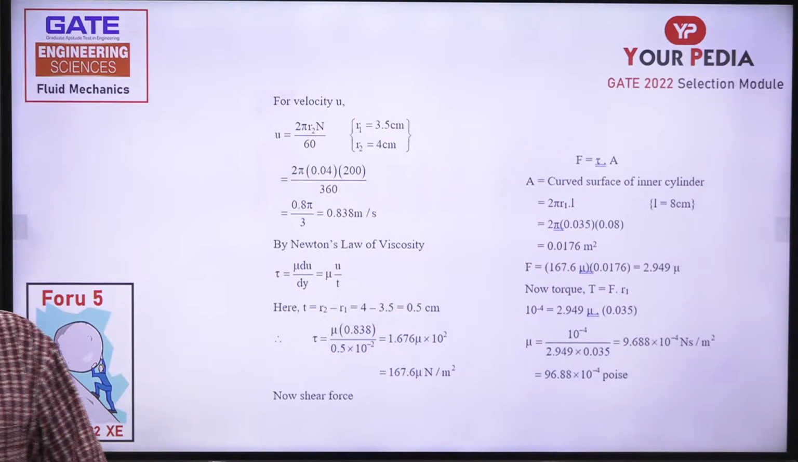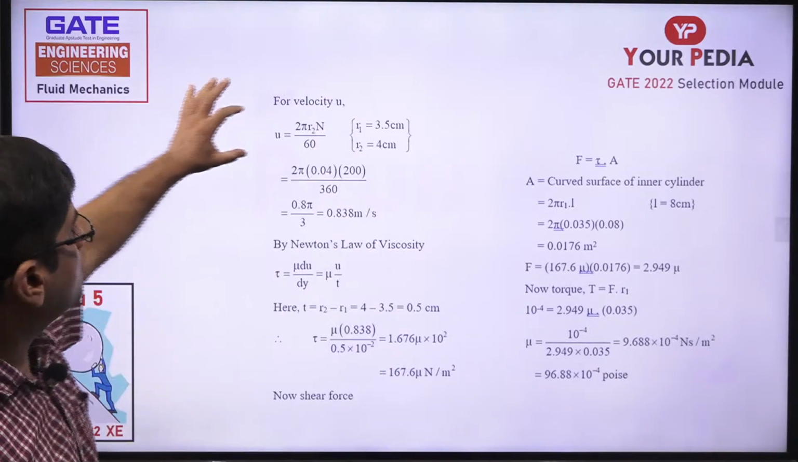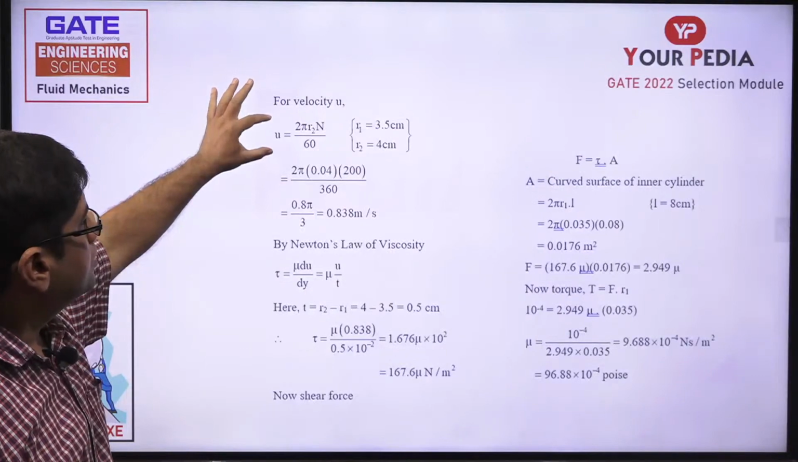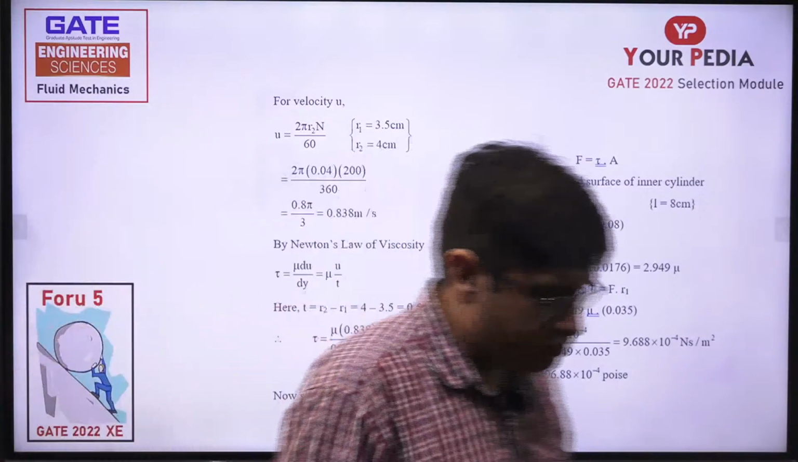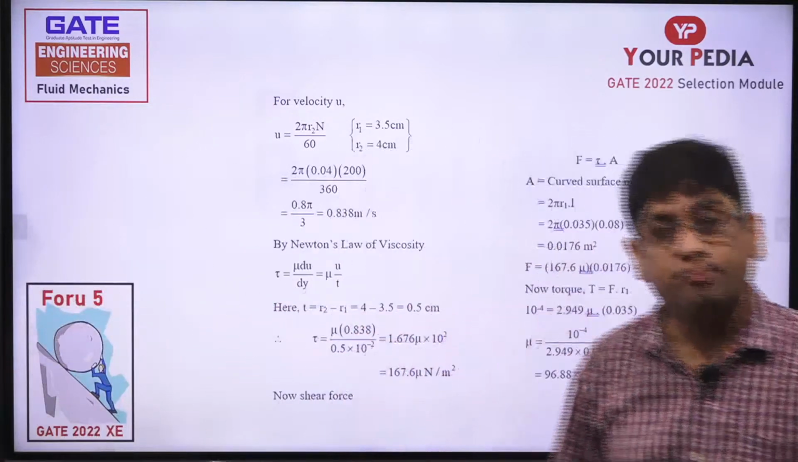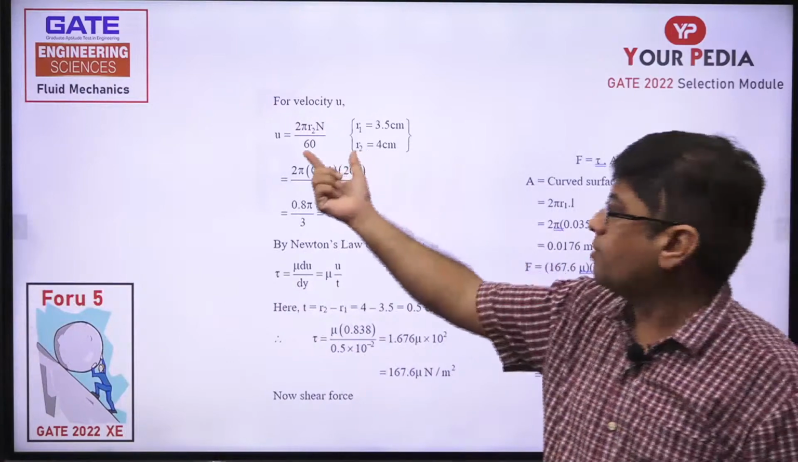Now see this particular question. We are given the velocity. How shall we find the velocity? Pi d n by 60. We have to find out the velocity as 2 pi r n by 60.